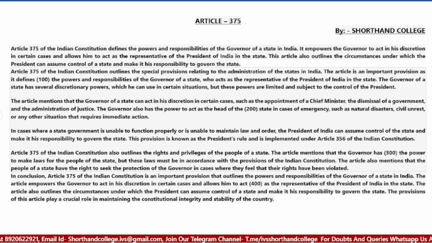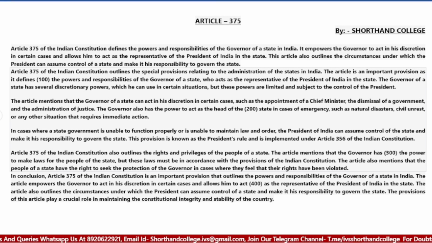In cases where a state government is unable to function properly or is unable to maintain law and order, the President of India can assume control of the state and make it his responsibility to govern the state. This provision is known as the President's Rule and is implemented under Article 356 of the Indian Constitution.